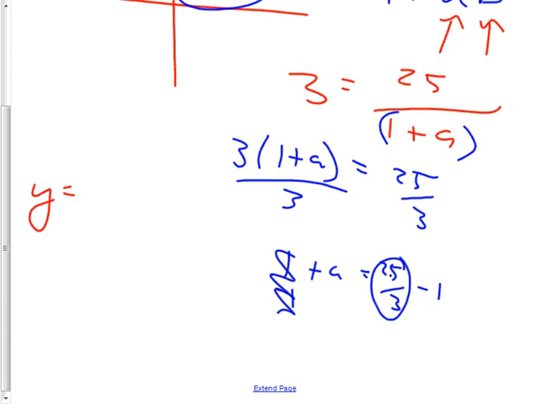I know it looks crazy, but it's y equals, and then I have the limit on top, which is 25, over 1 plus a, which comes out to, in this case, 25 thirds minus 1. Whew, that's ugly. B to the x.